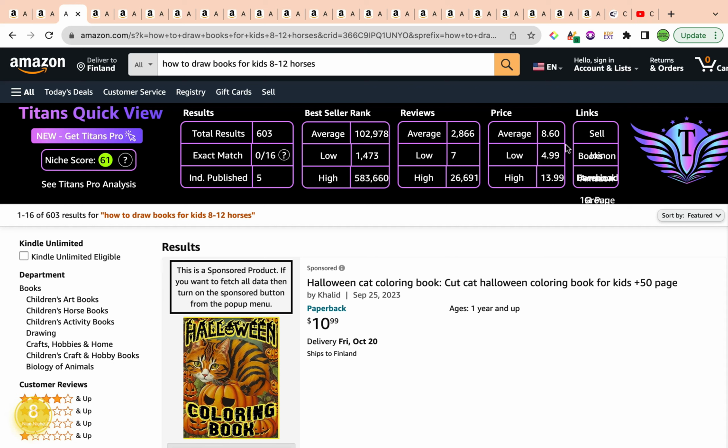Creating multiple books as well would be ideal for drawing horses for children. Also maybe create one specific for boys, specific for girls, types of horses as well, if you would like to dive in further, as we said.